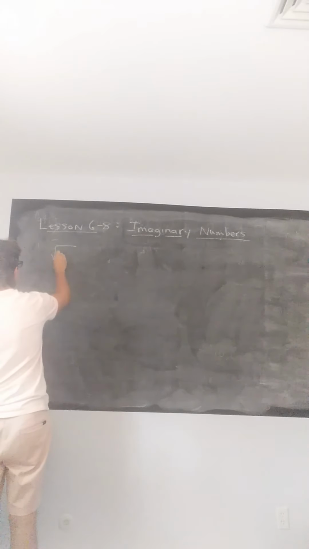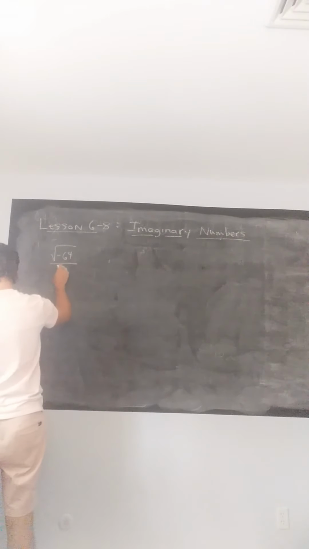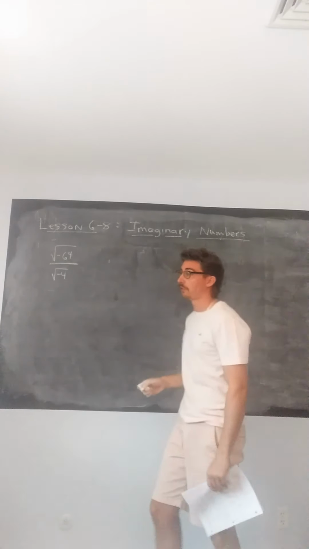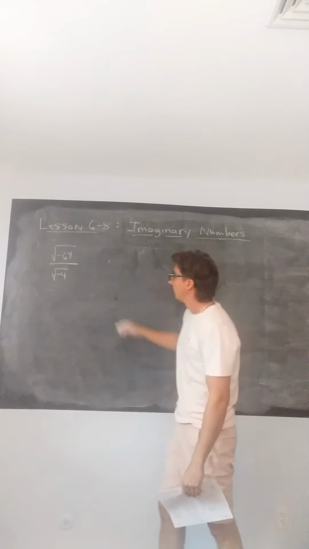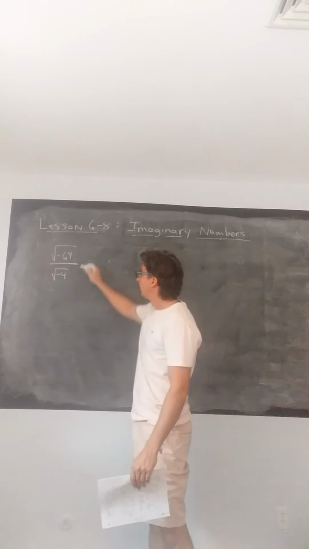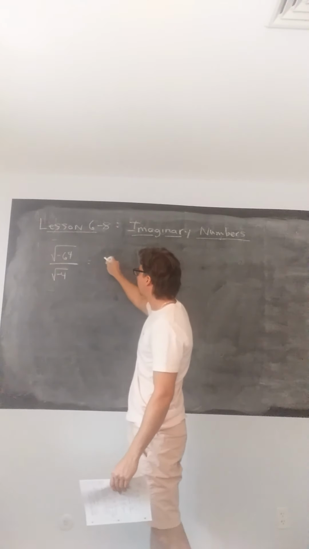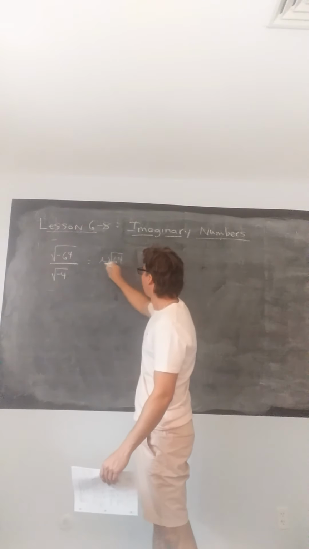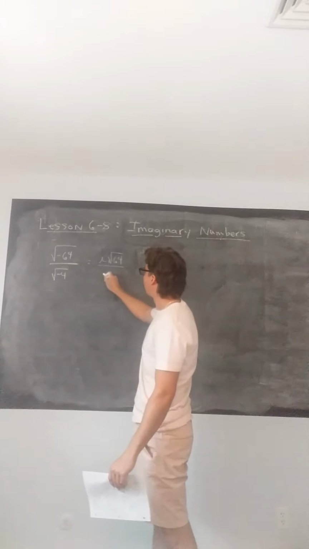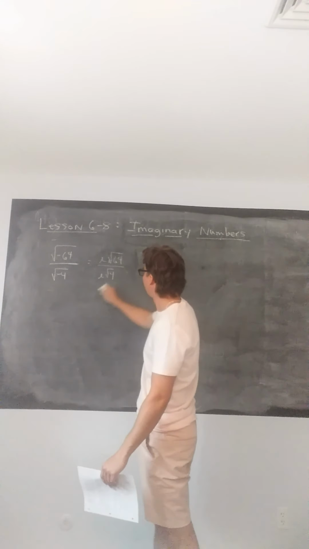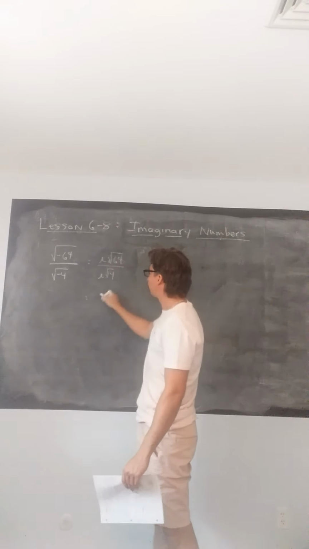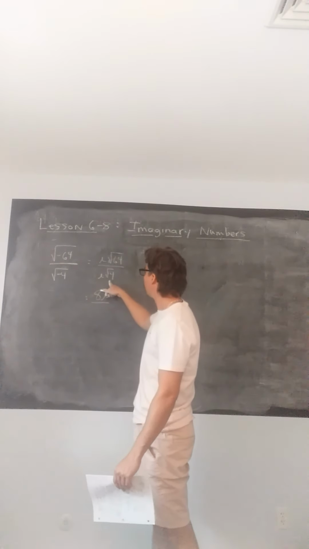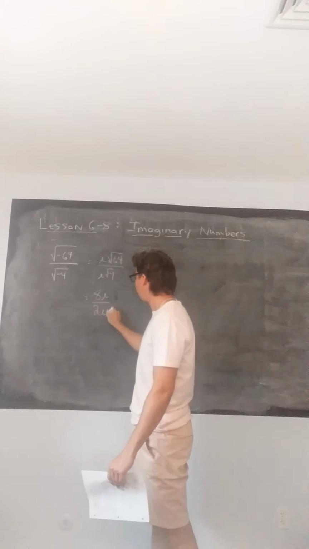Say we have something like -64 over square root -4. So suppose we have that situation, right? What we've got to do is simplify. So the square root of -64, remember, is going to be i root 64. And the square root of -4 is i root 4. And then the square root of 64 is 8, so this is going to be 8i. The square root of 4 is 2, so this is 2i.